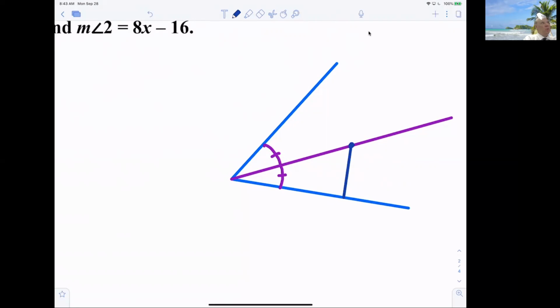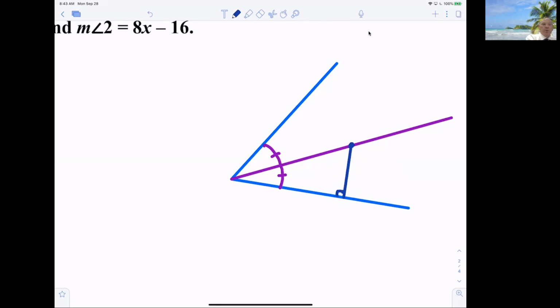Now, why is that the shortest distance? Well, all lines are straight, remember? But why is that the shortest? Why is this not the distance? There you go. Whoever said that, brilliant. That's exactly correct. The shortest distance is always a perpendicular. All right, the shortest distance is always a perpendicular, so this is perpendicular to there.